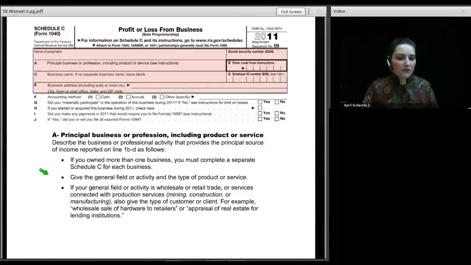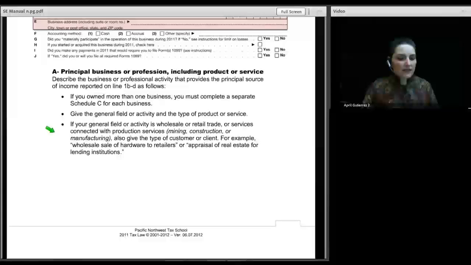You need to give the general field or activity and the type of product or service. And if your general field or activity is wholesale or retail trade or services connected with production services, such as mining, construction, or manufacturing, you should also give the type of customer or client. For example, wholesale sale of hardware to retailers or appraisal of real estate for lending institutions. So they're rather specific about what they want you to say there.